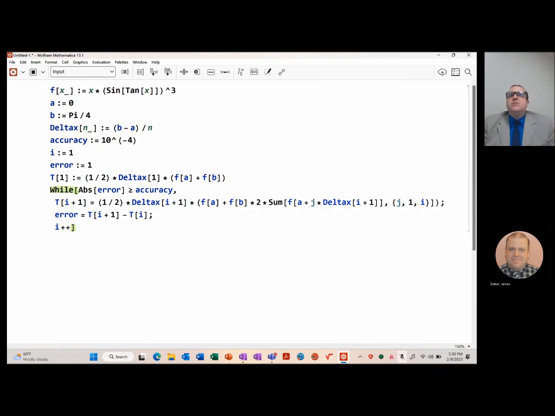Then it goes to the test. Is that new error greater than or equal to 10 to the minus 4? If it is, it will now calculate t2 plus 1, t3. Set the error as t3 minus t2, add 1 to I, go back up, run the test, right? And it'll keep doing this until the test fails, at which point it kicks us out of the loop.